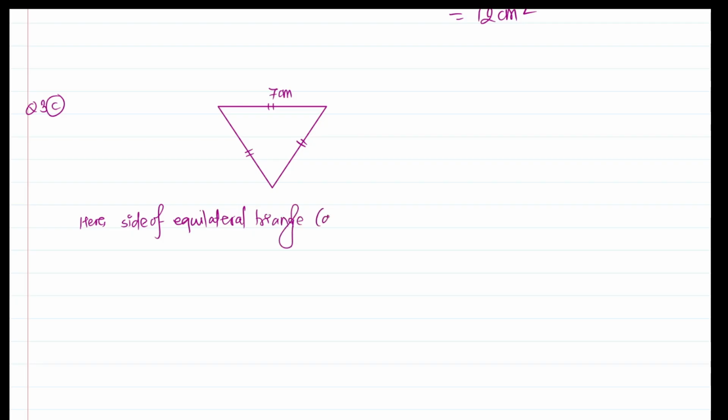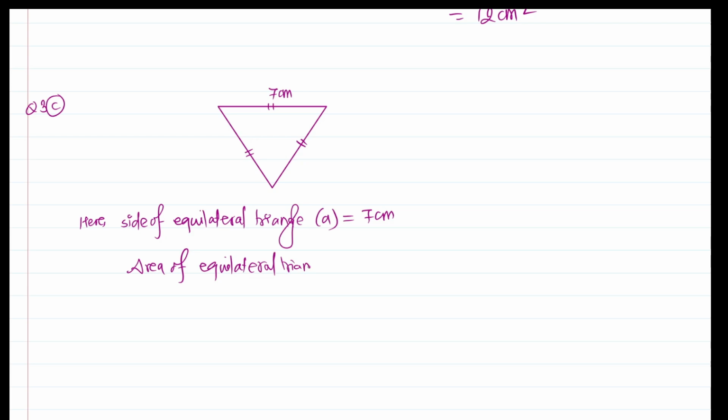Question number 3C, equilateral triangle. This is 7 centimeter, the length of side of an equilateral triangle. That is, A is equal to 7 centimeter, and we need the area of the equilateral triangle.